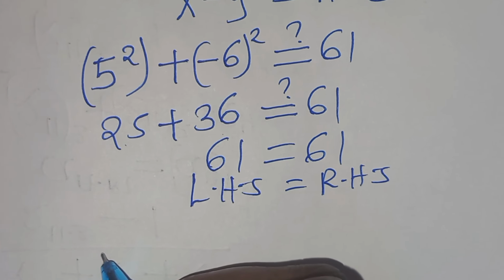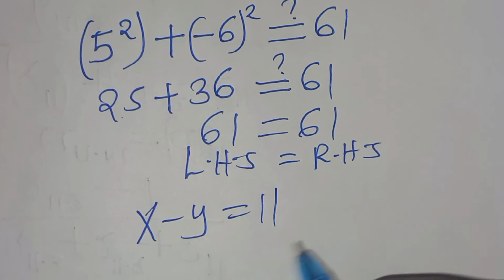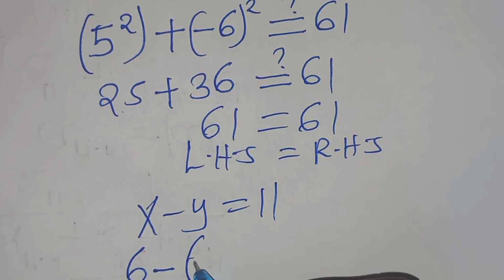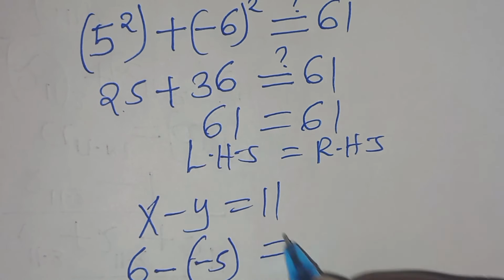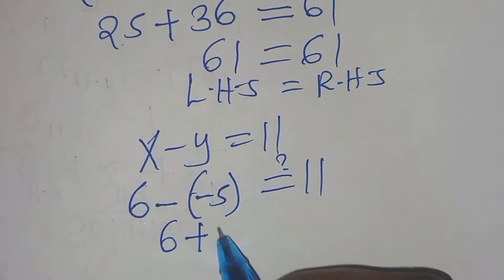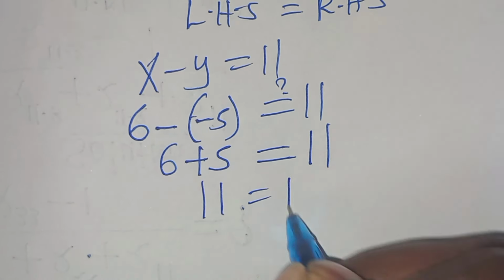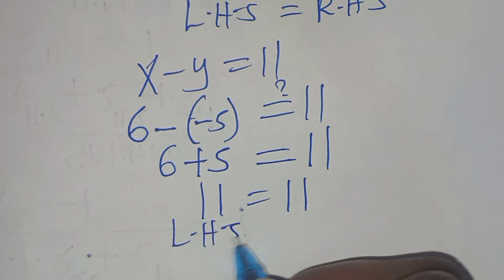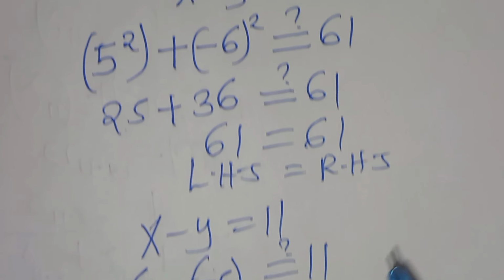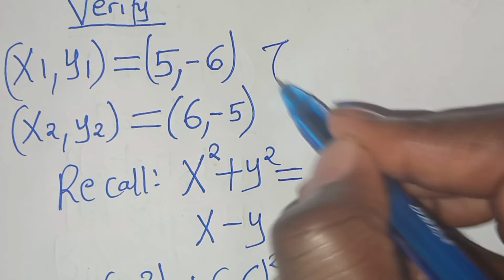So let's take x2, y2 by checking equation 2. Equation 2 is x minus y equal to 11. So we have x equal to 6, minus y2, which is minus 5. This is supposed to give us a value of 11. So it's 6 minus times minus 5, which is plus 5, and 6 plus 5 is 11. This is equal to 11. So the left hand side is equal to the right hand side. This proves that both x1, y1 and x2, y2 satisfy the equations.